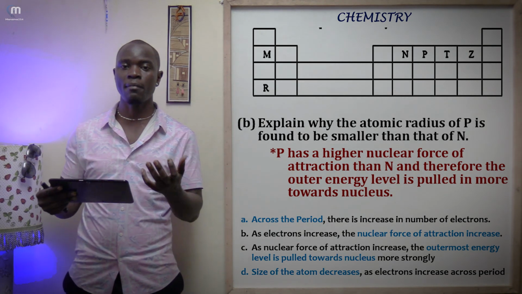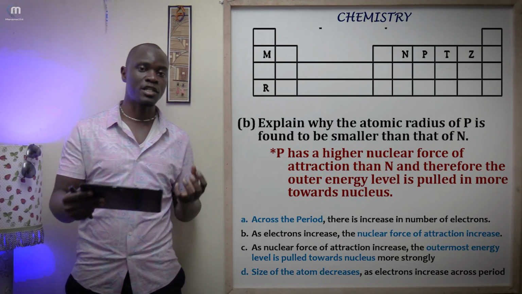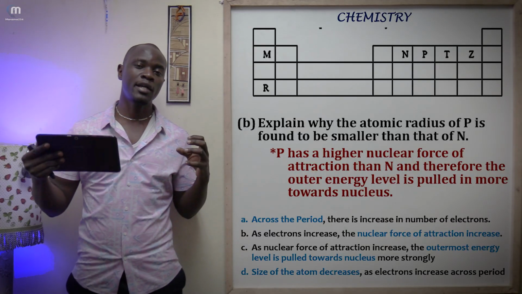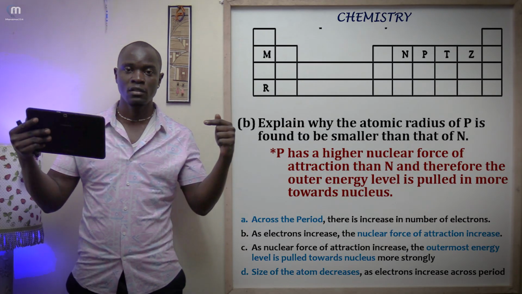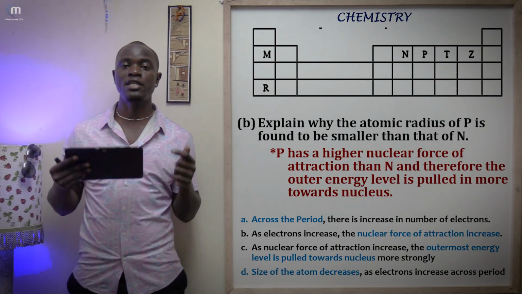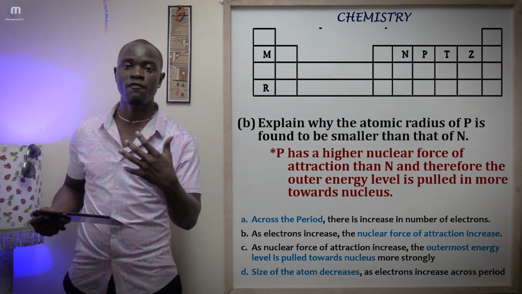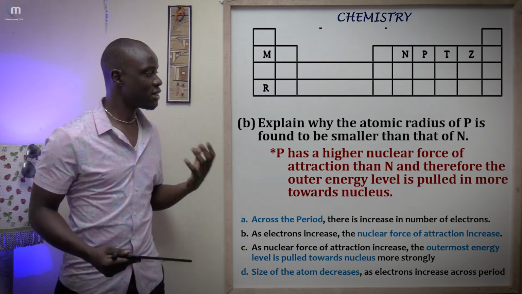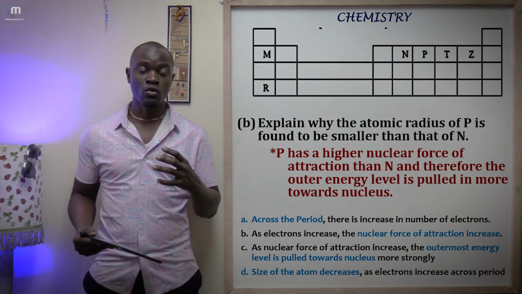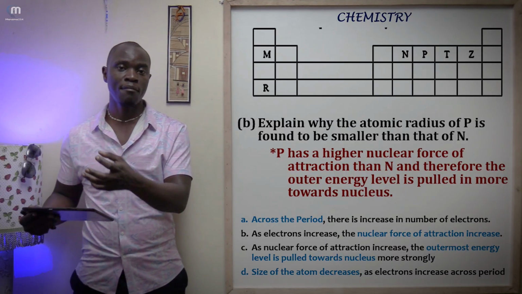So picture it like a magnet. So you have a strong magnet, you have a weaker magnet, and a magnetic material. Obviously, the stronger magnet is going to pull the magnetic material strongly to its center, but the weak magnet is going to pull these magnetic materials less strongly. So that is exactly what we mean by nuclear force of attraction. It means that letter N, in terms of magnets, just as a comparison so that you understand, is a weak magnet, but letter P is a strong magnet.